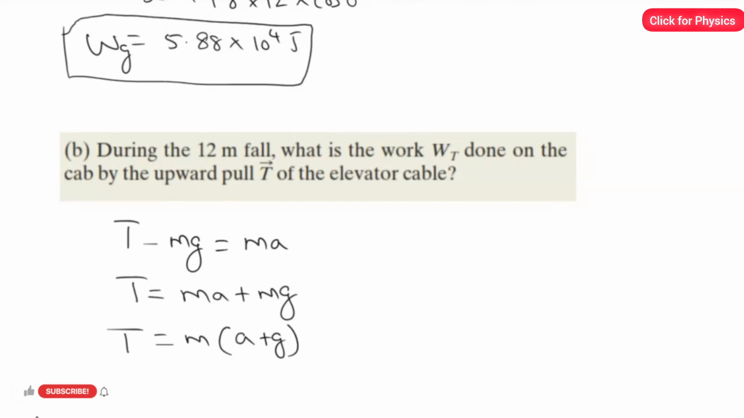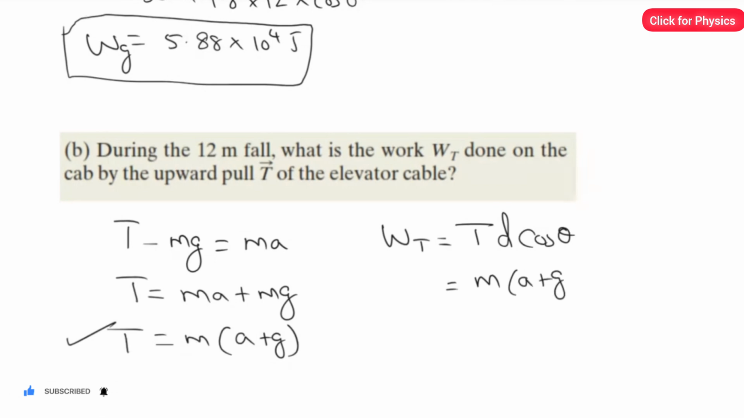Once we find the tension, we have to find the work done by the tension. We write the rule: work done by the tension acting on the cable is given by tension multiplied by the displacement d multiplied by cosine of theta. In place of tension, we substitute this value, so we get m multiplied by a plus g, multiplied by d, multiplied by cosine of theta. The most important thing is that the tension is in this direction and the displacement is in this direction, so the angle between these two is 180 degree.